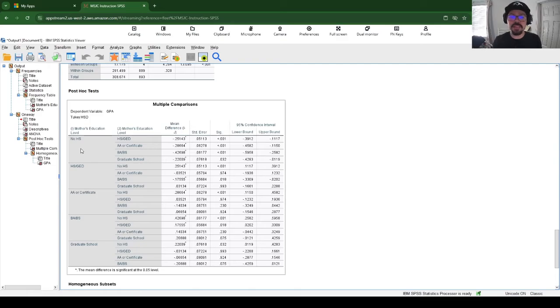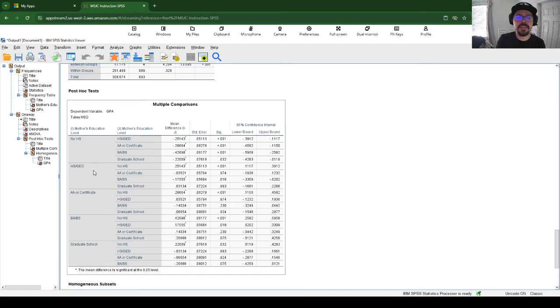So this means that when comparing specifically no high school education to each of these other four groups, we find significance between all of them. As part of writing your results, you want to make sure that you identify that there is significance between all of these groups in the way that is being presented to you.